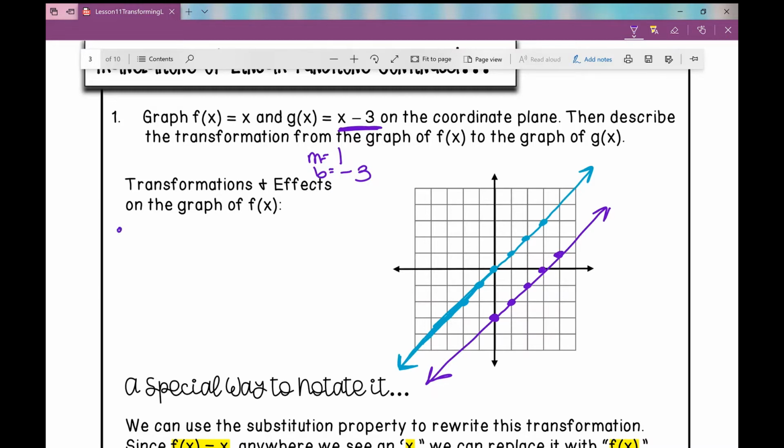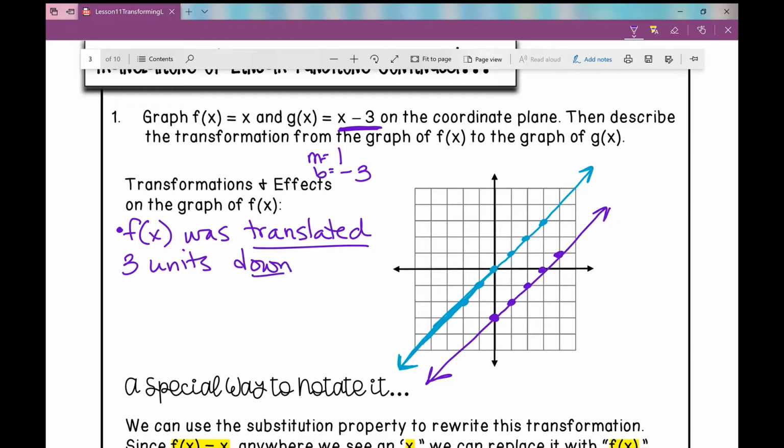Well, we can see that f of x was translated, or shifted, or it slid 3 units down. But translated is that nice little algebra vocabulary word. 3 units down. And because of that, the y-intercept changed to 0, negative 3.